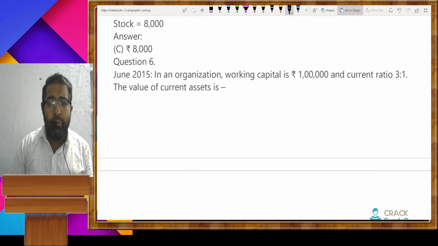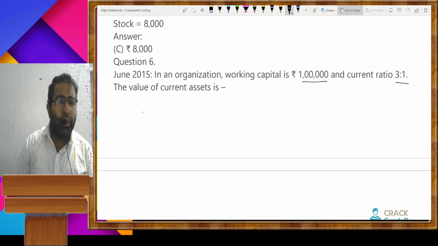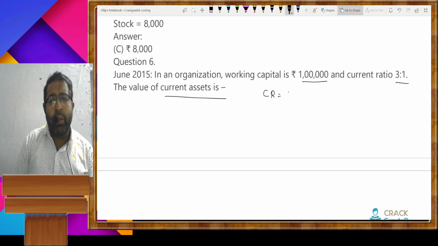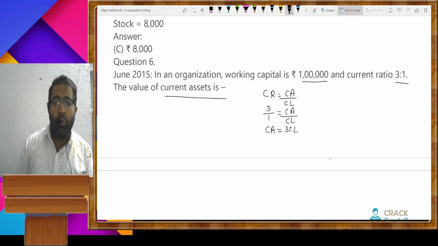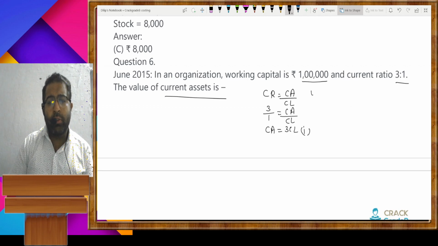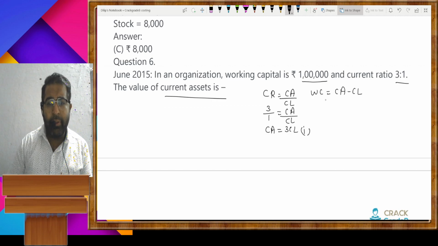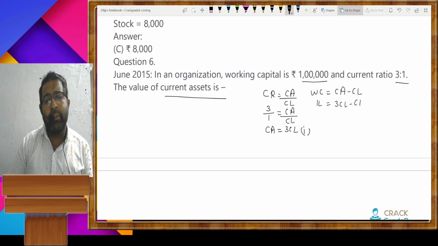In an organization, working capital 1 lakh, current ratio 3:1. Value of current assets, very easy. Current ratio equals current assets divided by current liability. This is 3:1, so current assets equals 3 current liabilities. Equation number 1. What is working capital? Current assets minus current liabilities. It is given 1 lakh. Current assets value 3 current liabilities minus current liabilities.